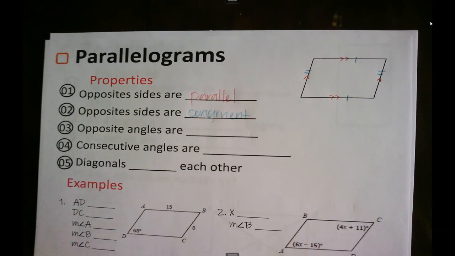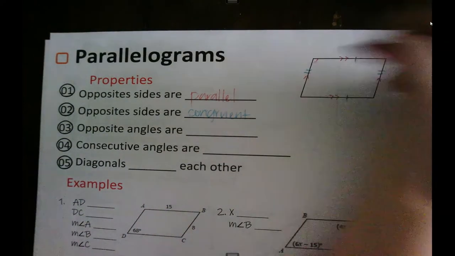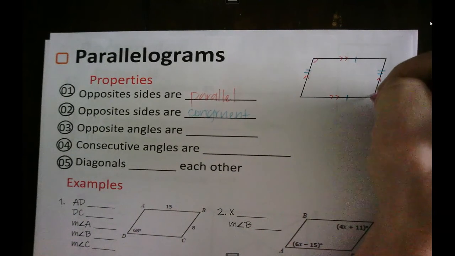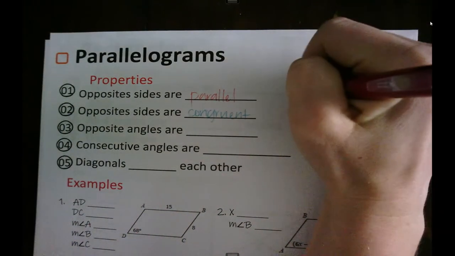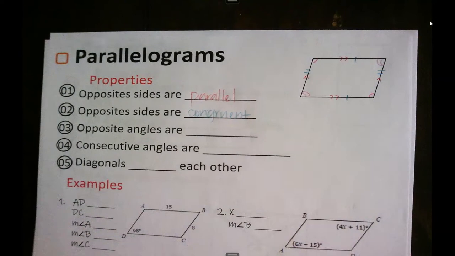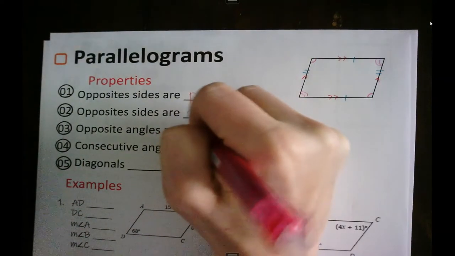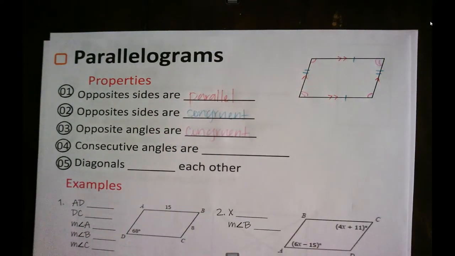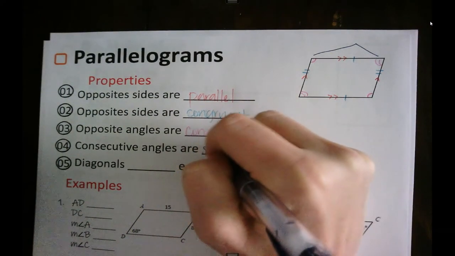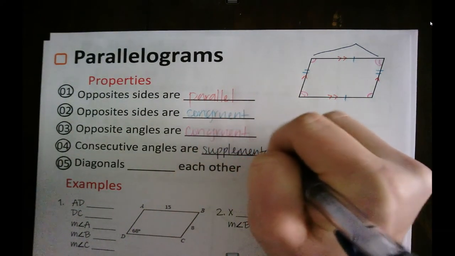Opposite angles are congruent. So this angle here, opposite is going to be the same angle. That means that these are going to also be congruent. Consecutive angles, meaning ones that are next to, that are on the same side, are going to be supplementary. And what does that mean?